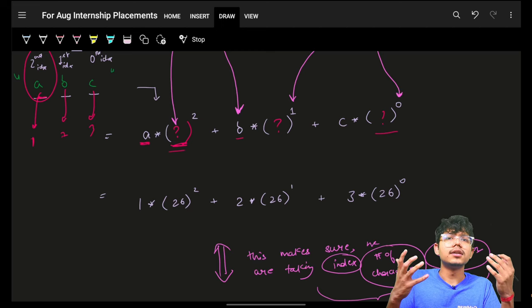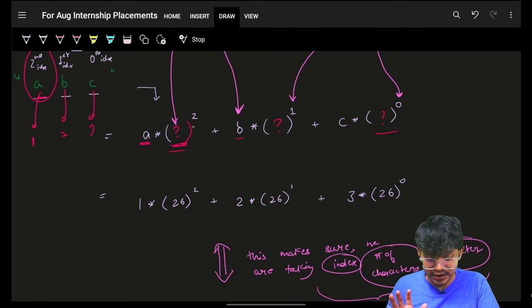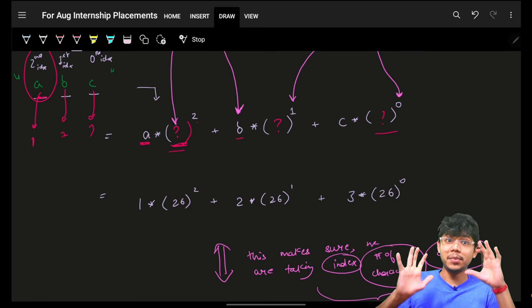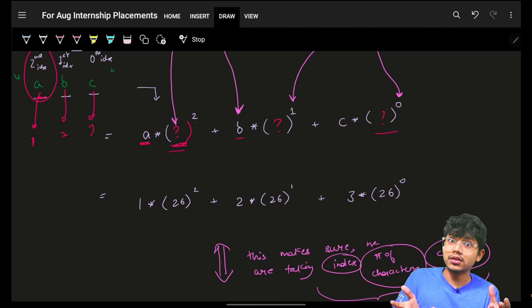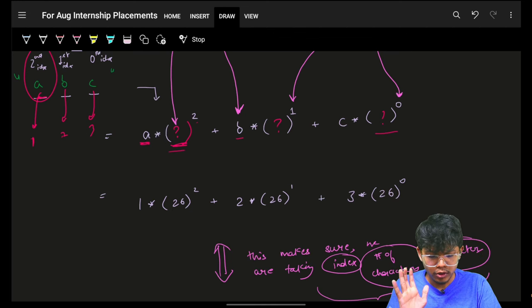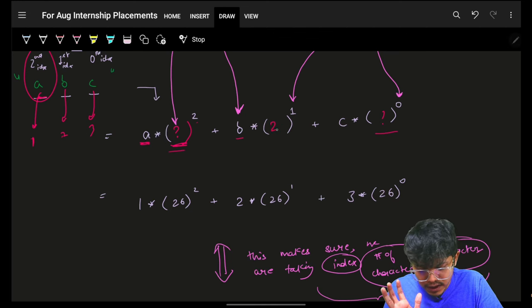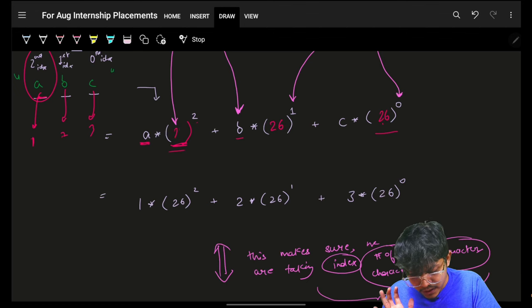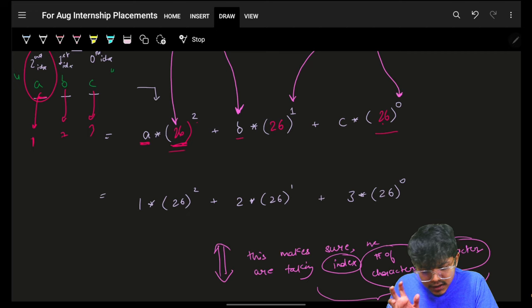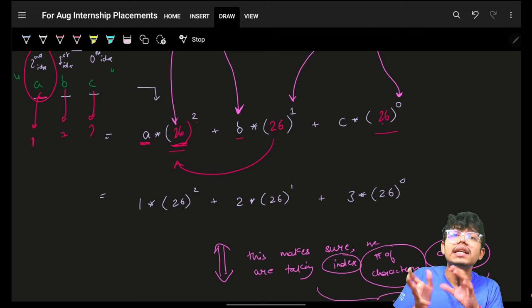I can put anything. But because the things are being squared up, the number can become very large. That's also a pain to me. So I'll put the minimum value. Okay, 26, so that nothing will actually hamper each other out.